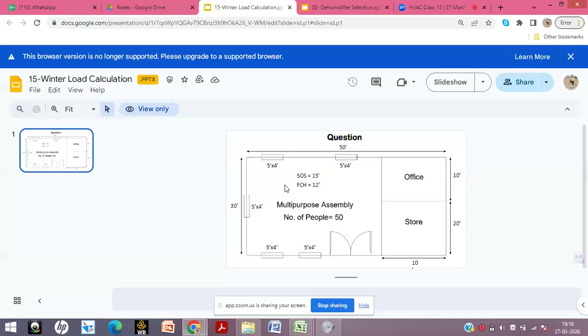Today we'll see one more heat load calculation, especially for winter season, and we'll do an exercise for this also. How we can calculate, and one more topic is pending, that is dehumidification, and the theory is going to be covered. Probably from Sunday onwards we'll start some new topics like drawing things.